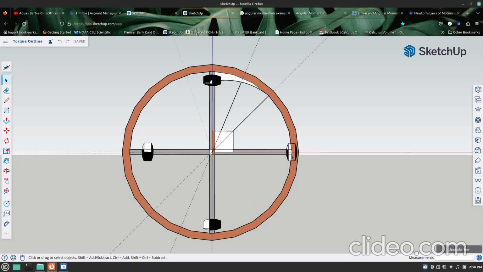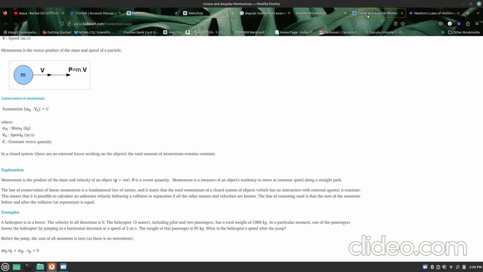And an example of linear momentum, mass times velocity equals force or momentum. It can be either way. F equals ma is force, and p equals mv is mass times velocity equals momentum.